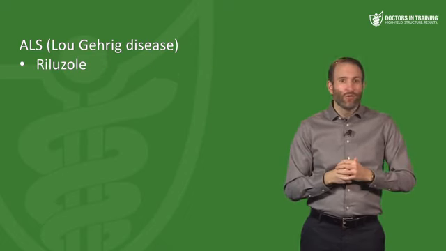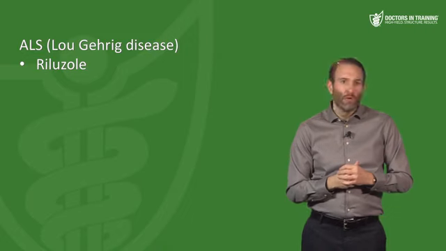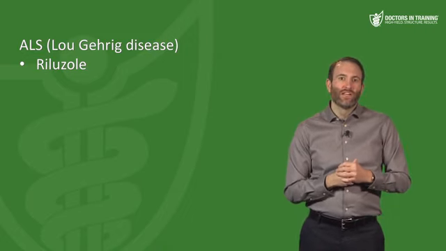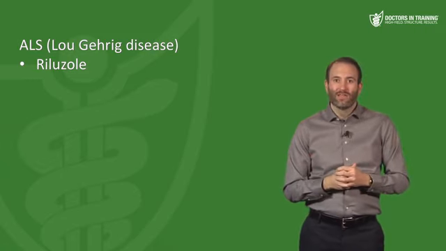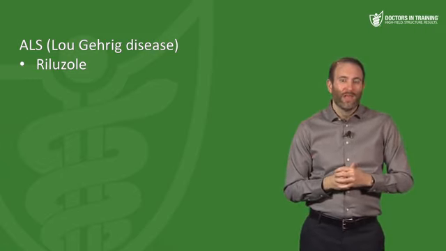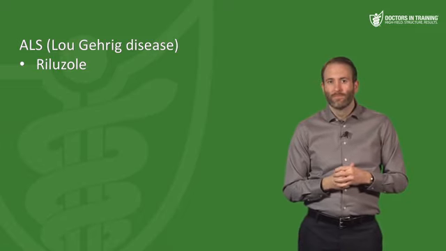Now, riluzole is a treatment that can help a little bit. It can lengthen the survival time by decreasing the presynaptic glutamate release. So glutamate or glutamic acid is an excitatory neurotransmitter that can be toxic to the CNS.